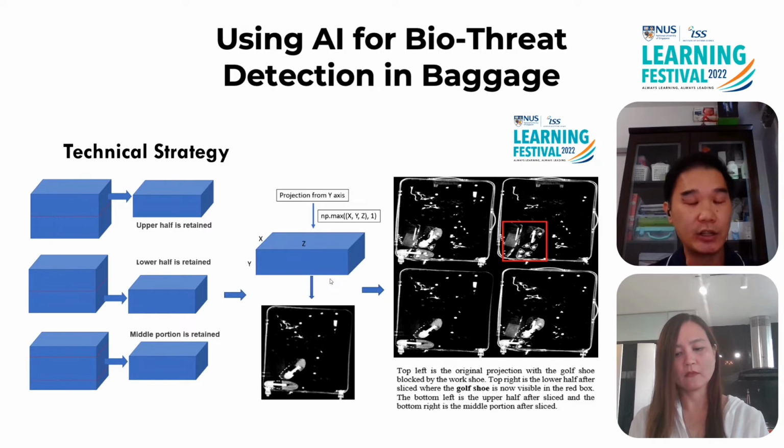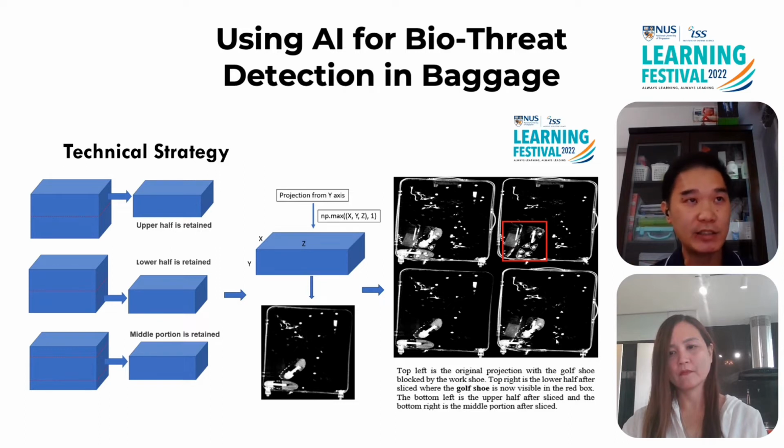As you can see on the right image, there are actually four different slices. The top left is the original projection. That means there's no slicing at all. The top right is the lower half, the bottom left is the upper half, and the bottom right is the middle portion.